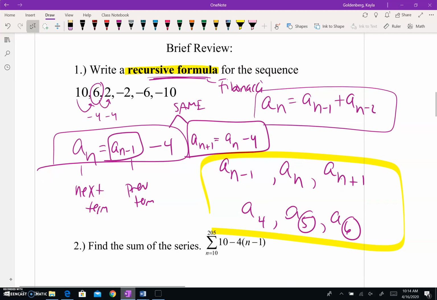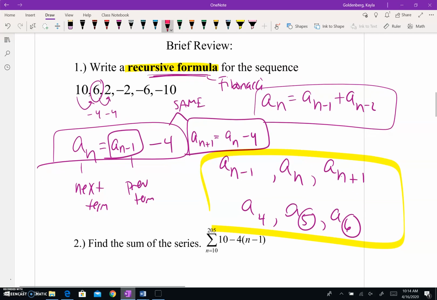Okay? And then another thing we talked about previously was sigma notation, right? This is your sigma notation. So this tells you where to start. We're starting at the 10th term, and we are going all the way until the 205th term because we are really, really into doing math. And here is your general rule. Okay, so go ahead and calculate this term. Make sure you write out all your steps.